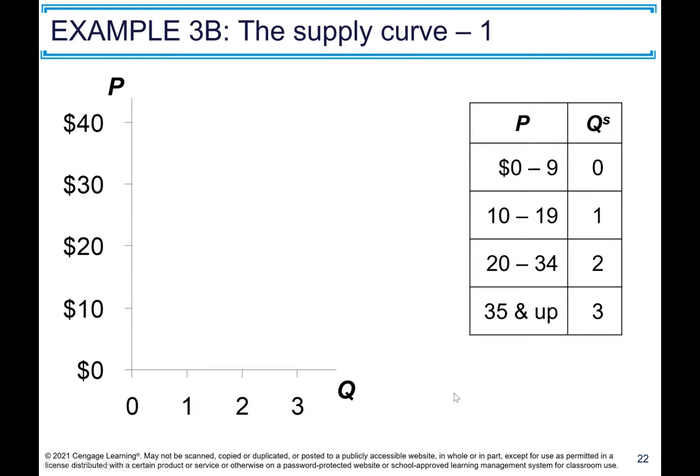The supply curve, like the demand curve, is plotted on a 2-dimensional graph with price on the vertical axis and quantity on the horizontal axis. And it will also be a staircase.